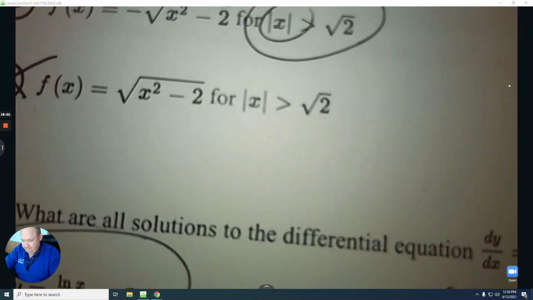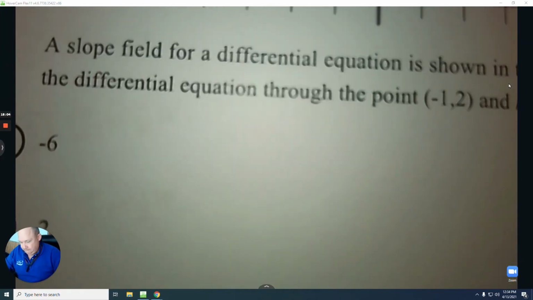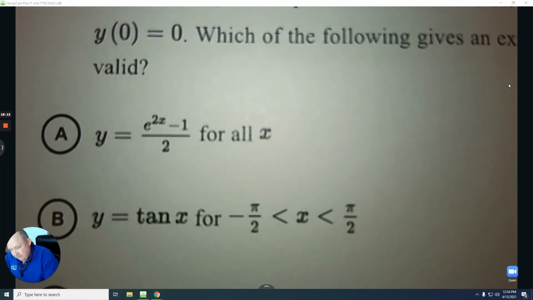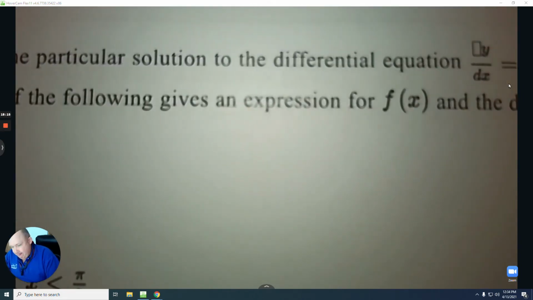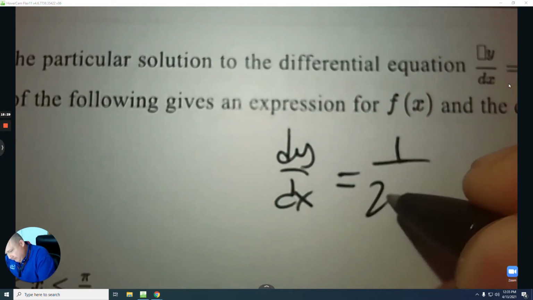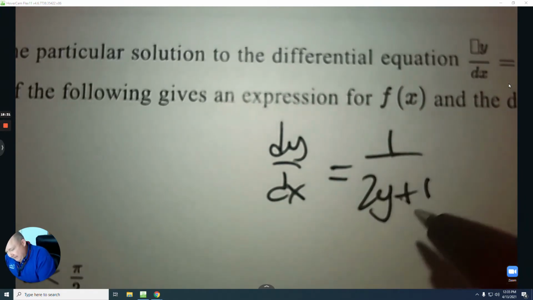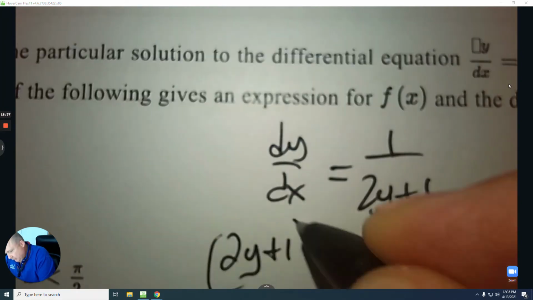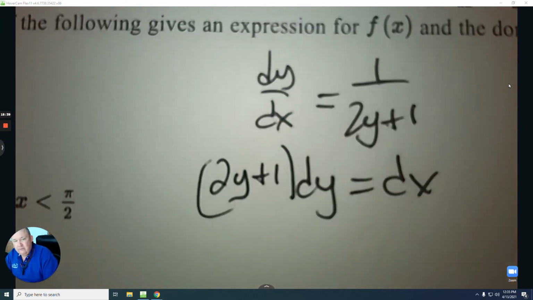Number 13. Let y equals f of x be a particular solution for that, with an initial condition. Which of the following gives an expression of f of x and the domain for which the solution is valid? So this is a differential equation. We're going to separate the variables. I'm going to multiply by dx and multiply by 2y plus 1, so we have the y on one side and the x on the other side.